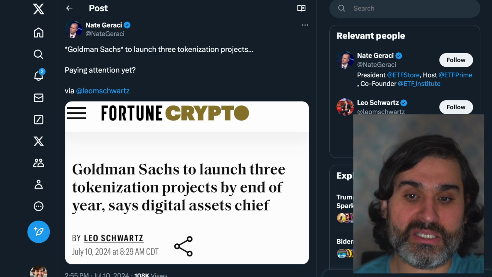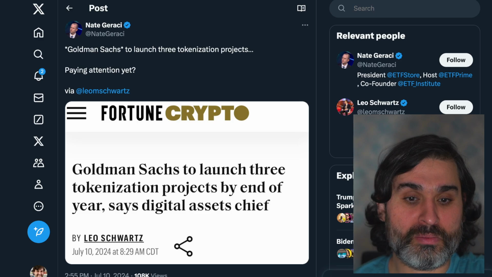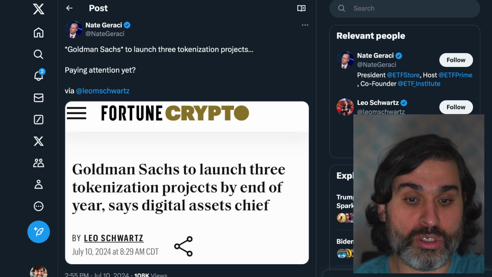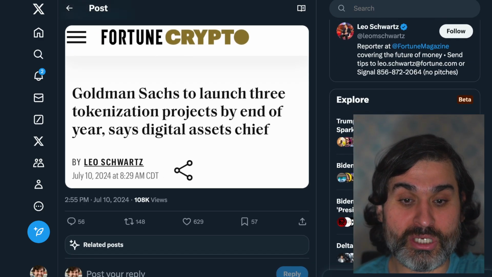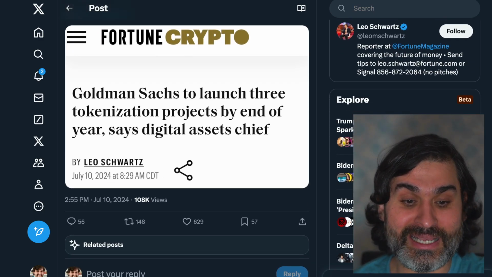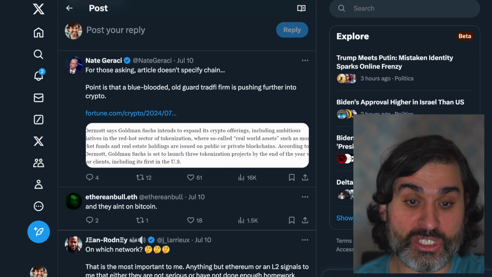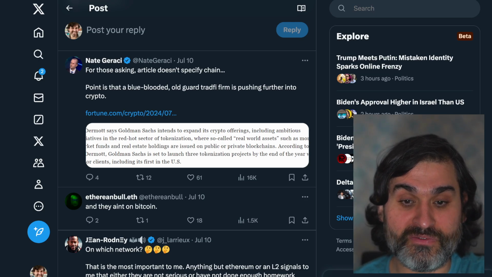So the latest news today is from Goldman Sachs, and Goldman Sachs are launching 3 tokenized projects, and they're going to be launched on Ethereum. So it says Goldman Sachs to launch 3 tokenization projects by the end of the year, says digital assets chief. It says, for those asking, it doesn't specify chain. The point is that blue-blooded old guard TradFi firm is pushing further into crypto.